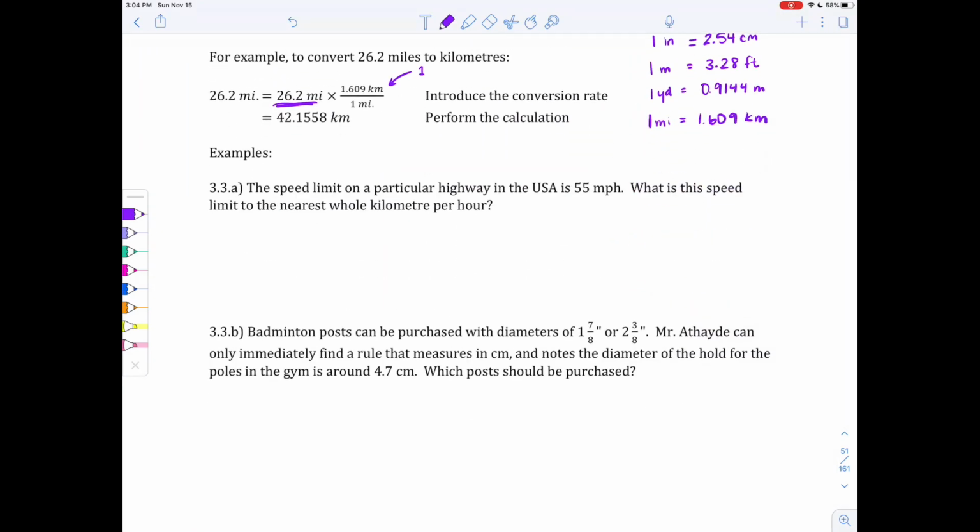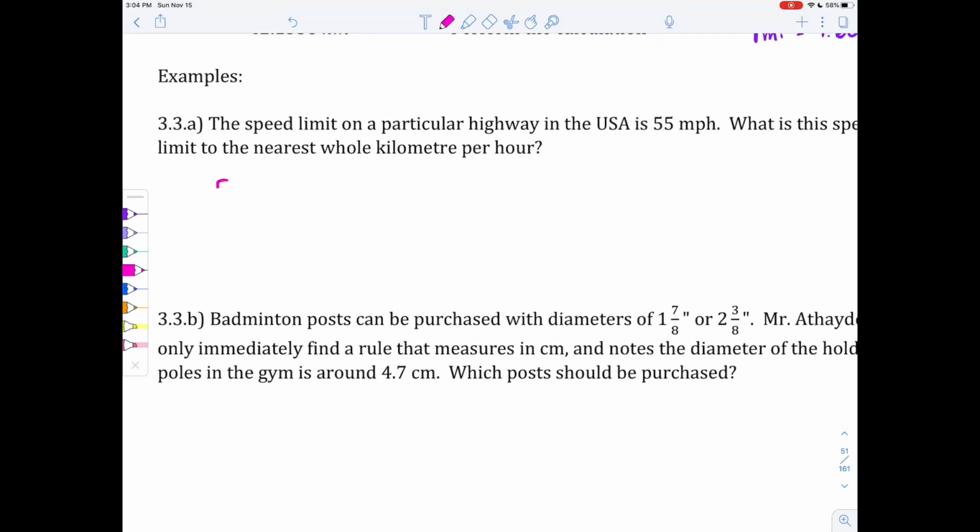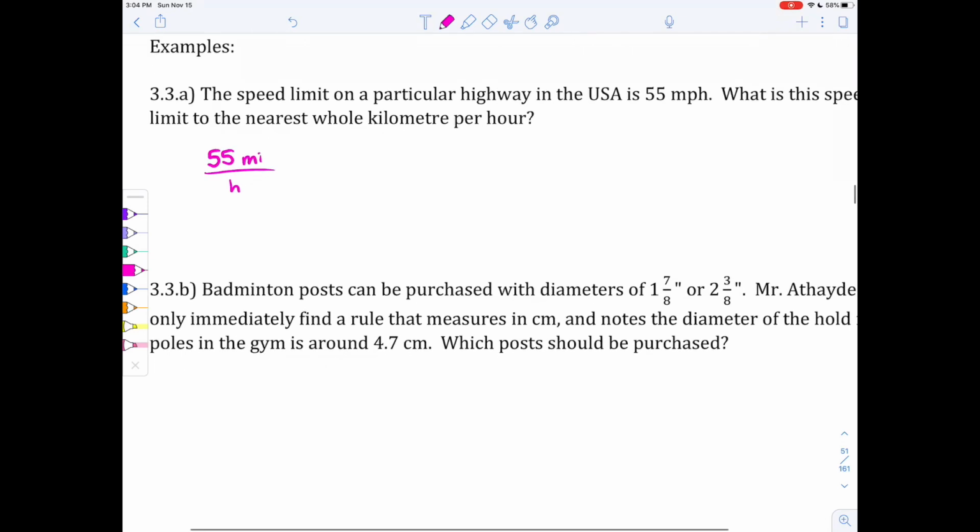All right. So we're going to put all of this to use now. We have a speed limit on a particular highway in the U.S., and it's 55 miles per hour. What is the speed limit to the nearest whole kilometer per hour? Well, I'm glad you asked. Math question that we didn't totally make ourselves. So we have 55 miles per hour. Hours usually HR. Now, I want to get rid of miles. I still want to keep my per hour.